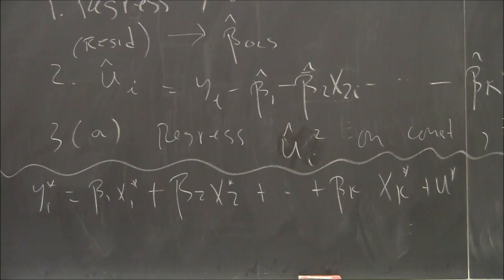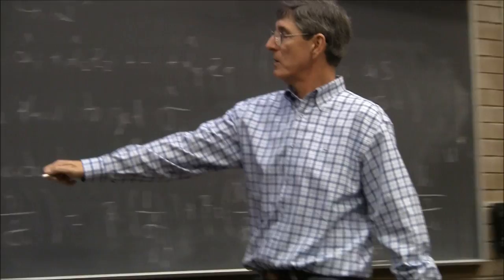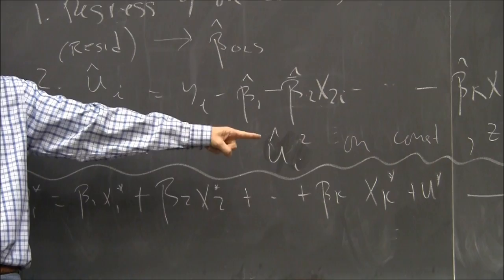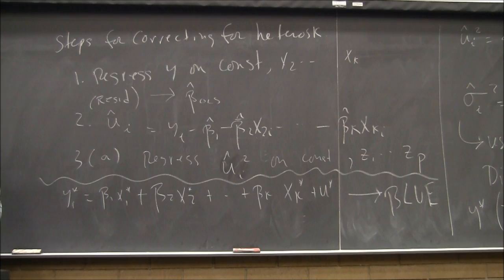Call that u star. And that's BLUE. We fixed the problem. As we showed last time, this u star has homoscedastic errors because we've divided through by something that fixes it. So that's the procedure. It's not really that hard, I guess.